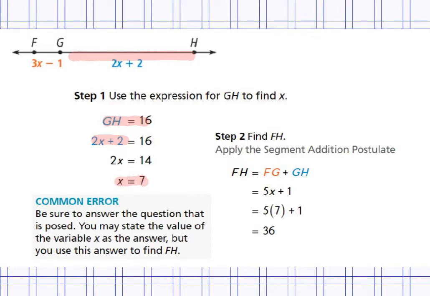Now the segment addition postulate says the smaller segment plus the other small segment is equal to the larger segment. So this just formally sets it up, and we know that FG plus GH all together is 3x minus 1 and 2x plus 2. So that gives us 5x plus 1 altogether. We found the value of x is equal to 7, so we know that 5 times 7 plus 1 is equal to 36, which was the result we got.